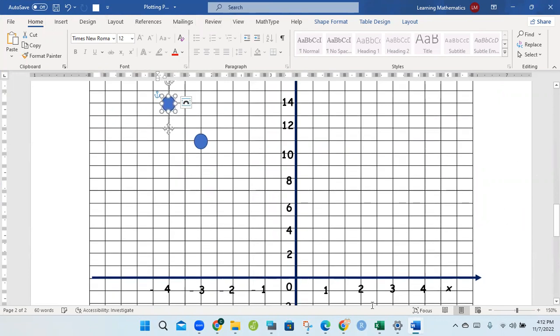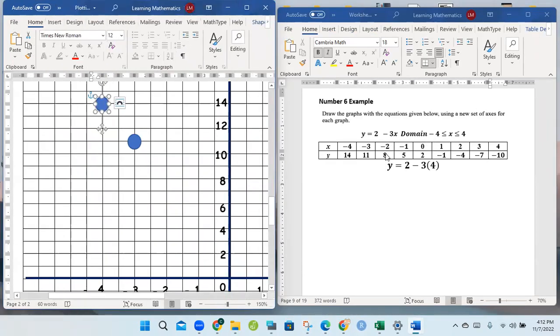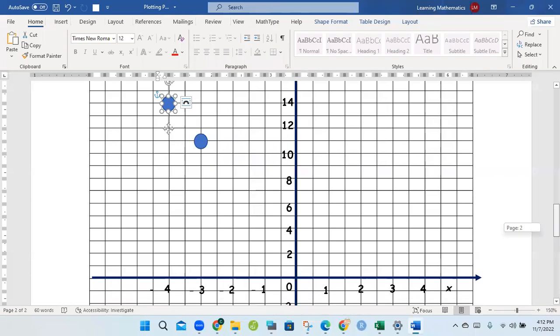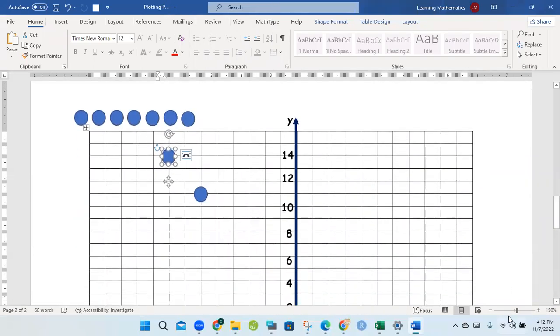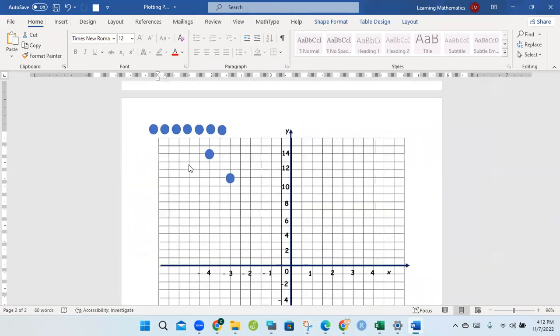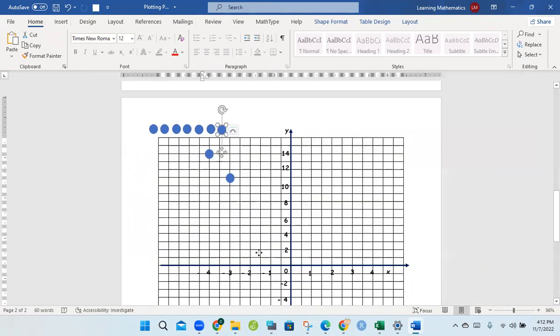So as we said, the next point is -2 on the x and 8 on the y. So here are our points, and we look for -2 on the x and then 8 on the y. There it is. Okay.